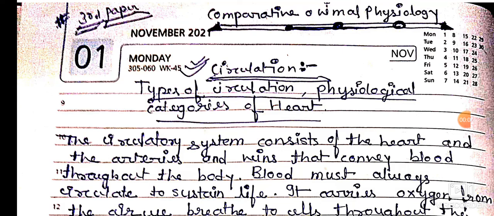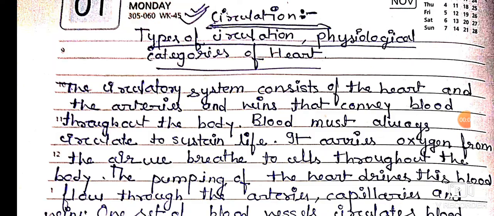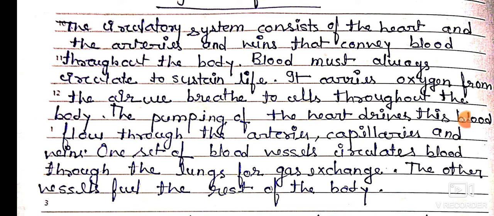And today's topic is types of circulation, physiological categories of heart. So let's get started. The circulatory system consists of the heart and the arteries and veins that convey blood throughout the body. Blood must always circulate to sustain life. It carries oxygen from the air we breathe to cells throughout the body. The pumping of the heart drives this blood flow through the arteries, capillaries, and veins.